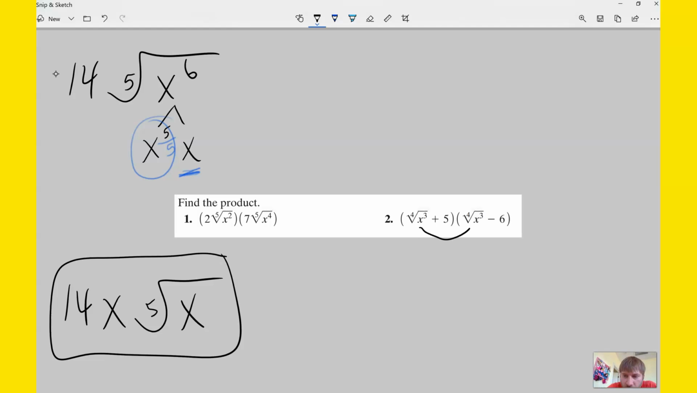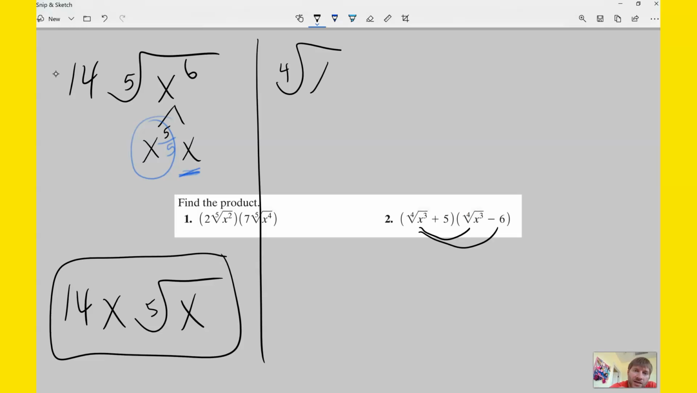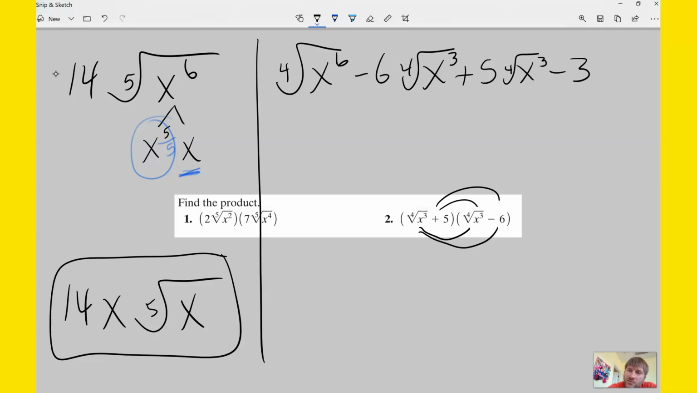All right, let's do some distributing here. Fourth root of x cubed times fourth root of x cubed is the fourth root of x to the sixth. And then fourth root of x cubed times negative 6 is minus 6 fourth root of x cubed. And then 5 times fourth root of x cubed is plus 5 fourth root of x cubed. And then 5 times negative 6 is minus 30. So let's see what we got now.